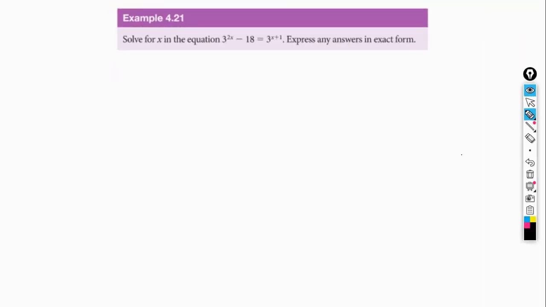So next we have example 4.21, and it says solve for x in the equation 3 to the power of 2x minus 18 equals 3 to the power of x plus 1. Express any answers in exact form. Okay, so first of all, let's rearrange this. Notice that we can write it as 3 to the power of 2x minus 3 to the power of x plus 1 minus 18 equals 0.